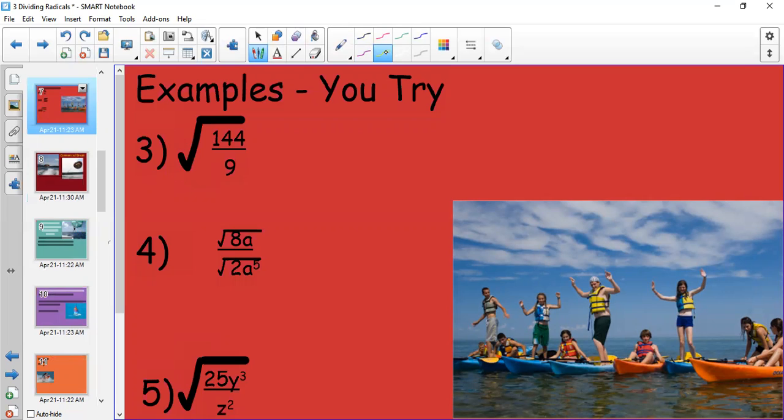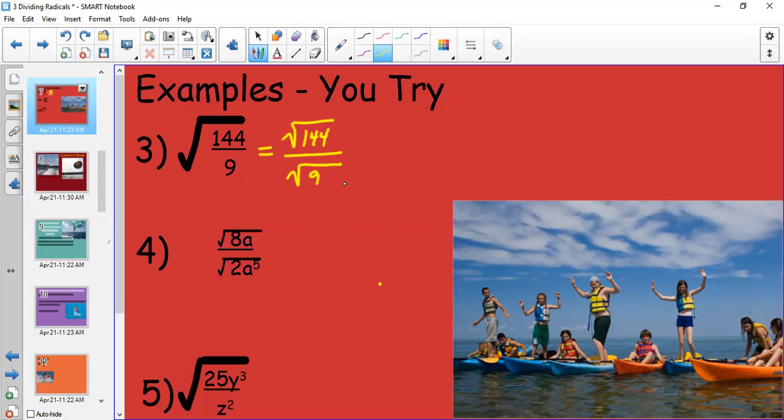All right, here's what you should have gotten. On the first one, I told you I like to simplify first. So I would have taken 144 and divided it by 9. That would be, in my opinion, the easiest way. Now, if you didn't do that, and you split them each up separately, you could still get the same answer. That's kind of the nice thing on these. There's lots of different ways of doing the problems.